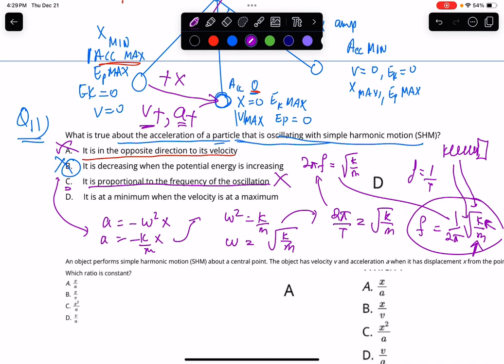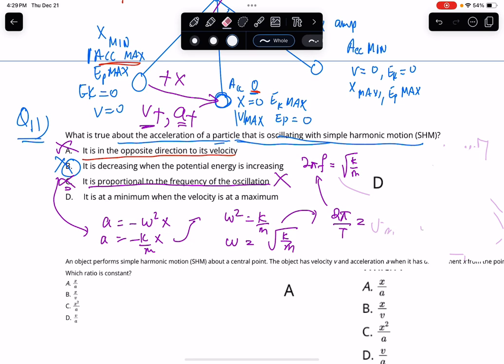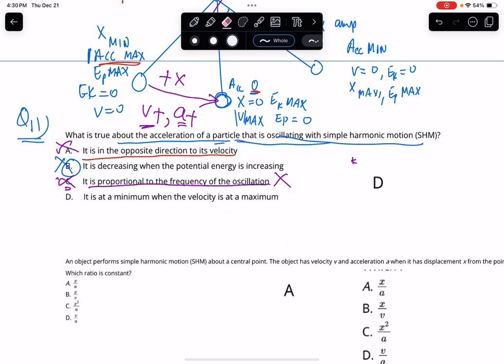All right. So therefore, the acceleration is not proportional to the frequency of the oscillation. So that's why C is wrong as well. The frequency is only dependent on the spring constant of the spring and the mass, right? So once we get to that point, we can simply say that C is wrong as well. And so that only leaves us with option D.